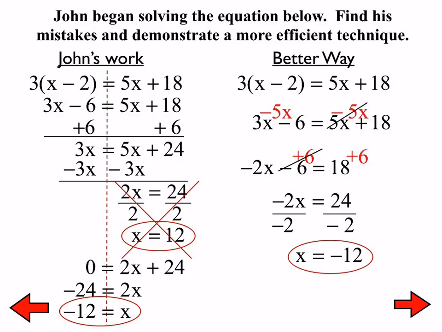Please copy down the better way, the more efficient technique, which is to collect the variables on one side first. Make them all on the left, all on the right, whichever you prefer. I prefer them on the left. Or if I see that it's going to be a 0 on the left, then I'll put it on the right. But usually try to put it on the left and do the variable terms first.